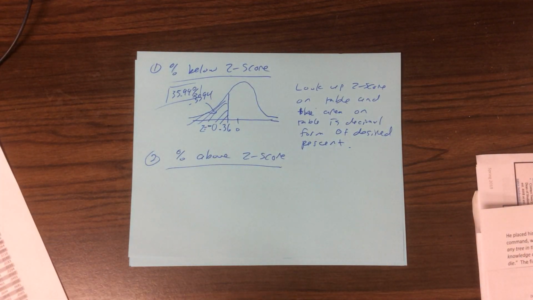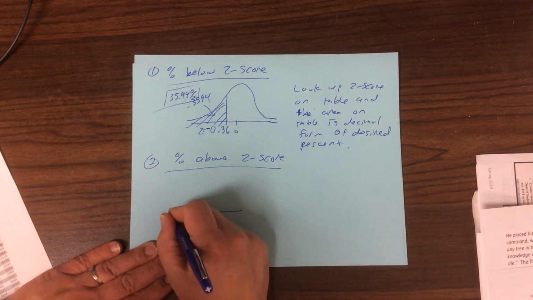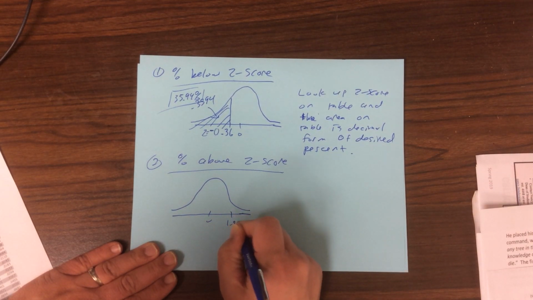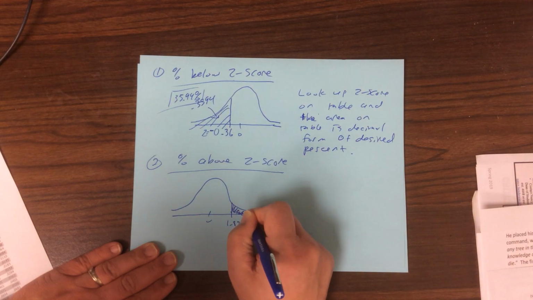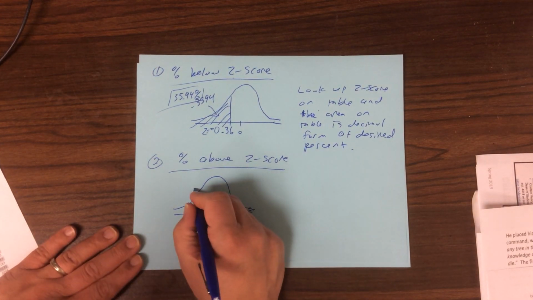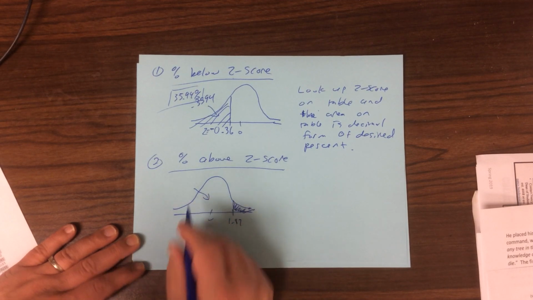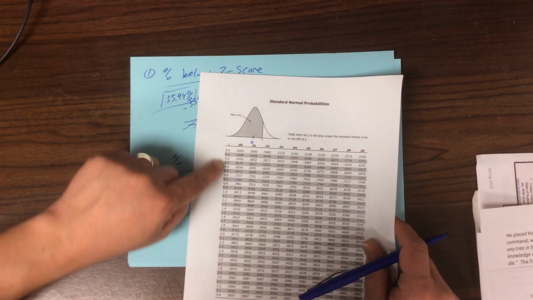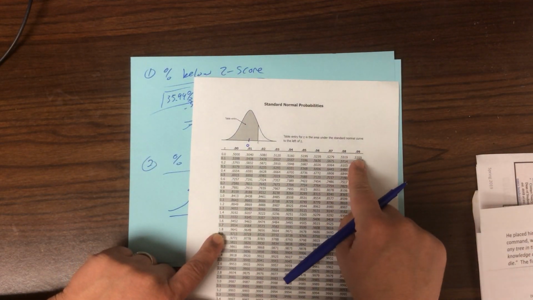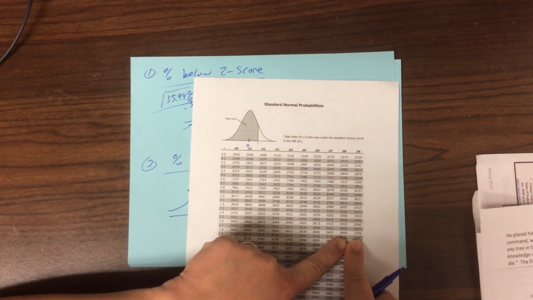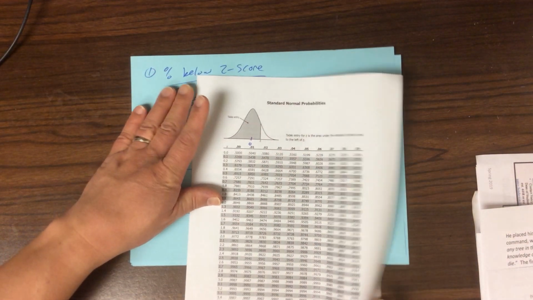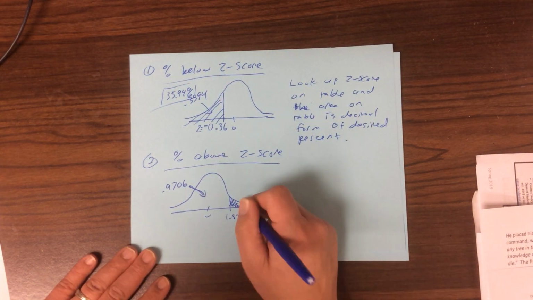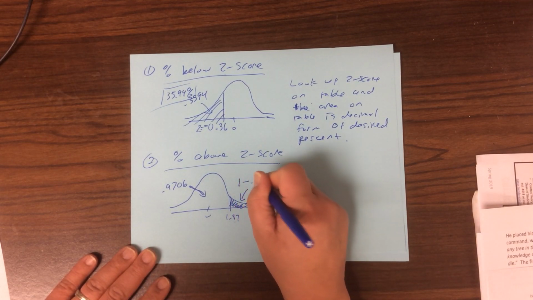So let me show you an example of this. Let's say I want to find the percent of area above 1.89. So I want to find this area above the 1.89. I have to look up this on my table to get the area below, right? So go to the positive side, look up 1.8, and then 0.09, and where these intersect, I get 0.9706. Okay, so if I want the area above, I just take 1 minus that.